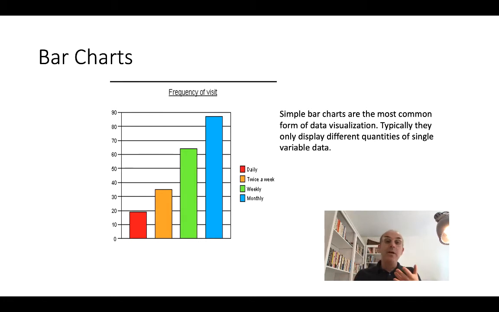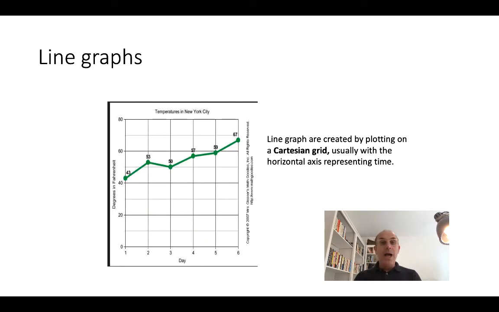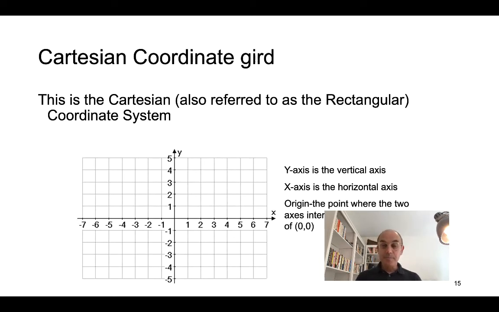For example, the number of times I drink coffee. So daily I drink 20 cups of coffee, twice a week, and this is the number, and again, the growing number of coffee that I drink. A line graph is another way for us to capture the data, and the idea is that the horizontal axis represents time.